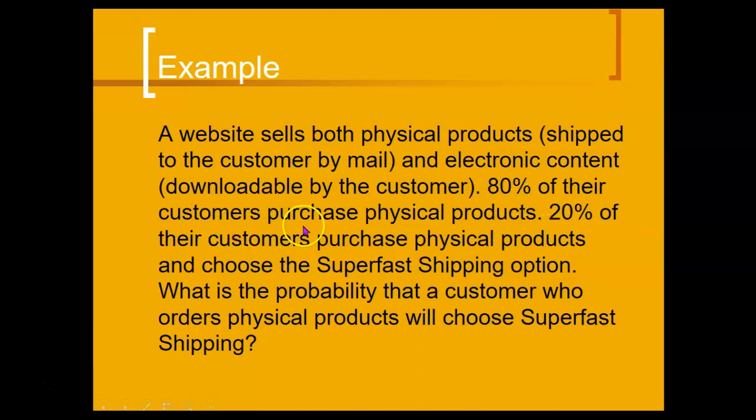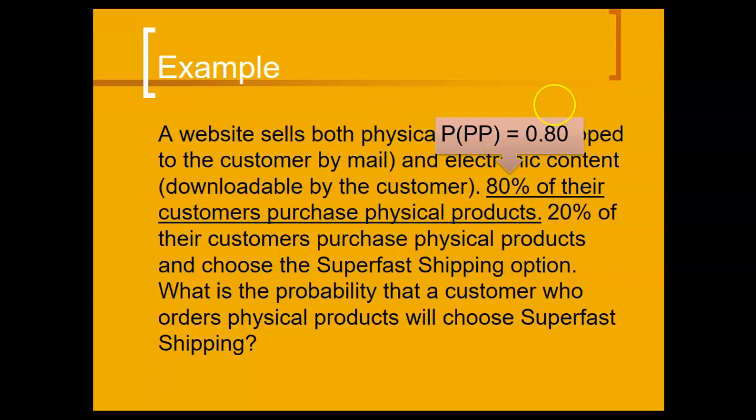80% of their customers purchase physical products. 20% of their customers purchase physical products and choose the super fast shipping option. What is the probability that a customer who orders physical products will choose super fast shipping? So let's break this down. When they tell us that 80% of the customers purchase physical products, you can interpret that in terms of probability as the probability of a customer purchasing physical products, being one of those, is 80% or 0.80.